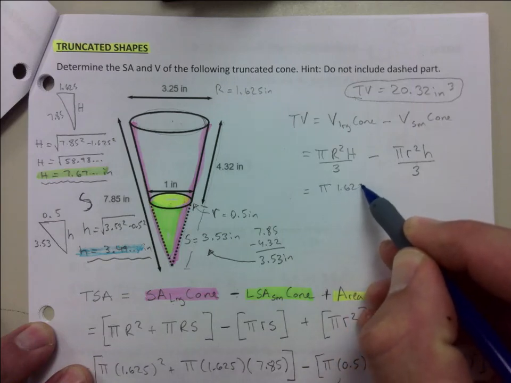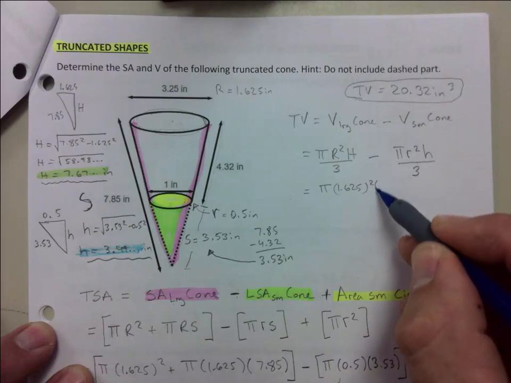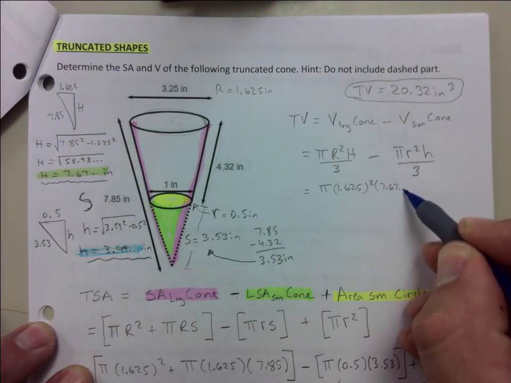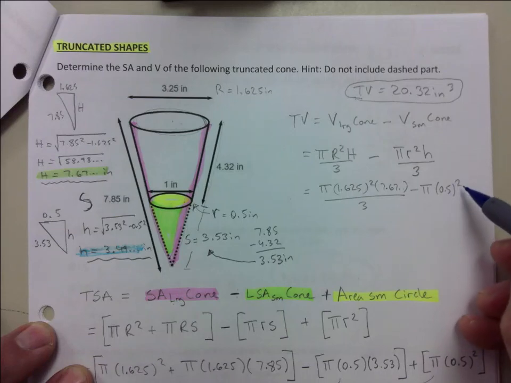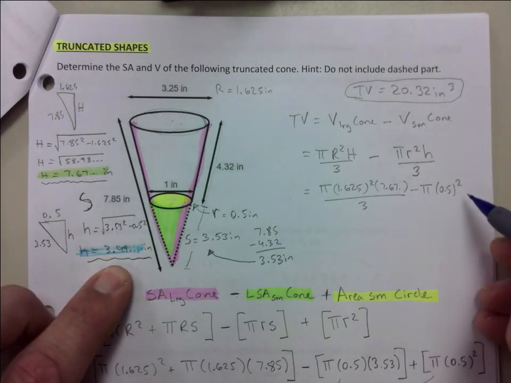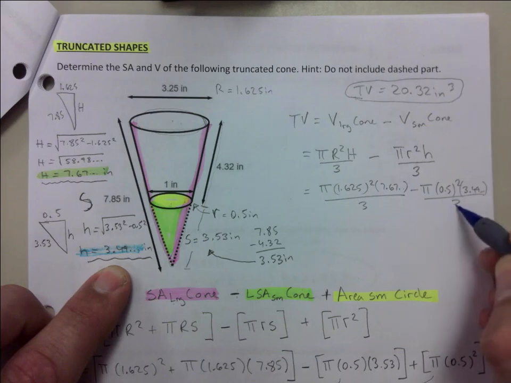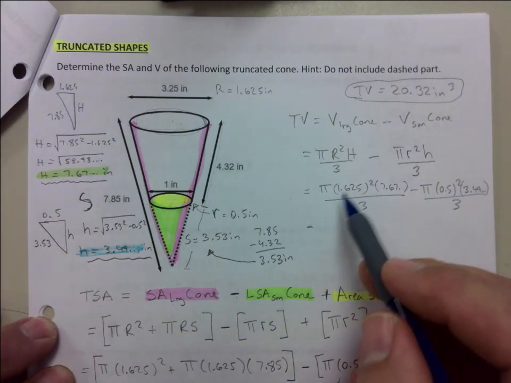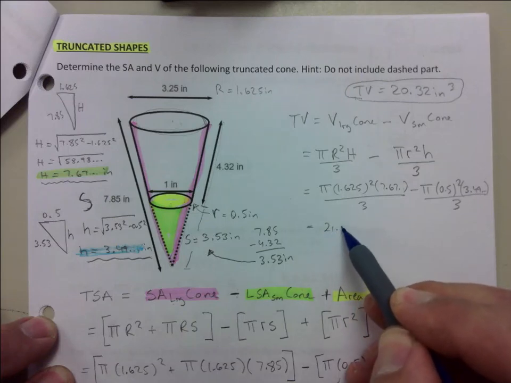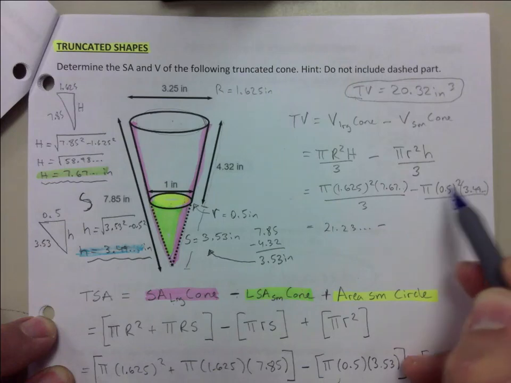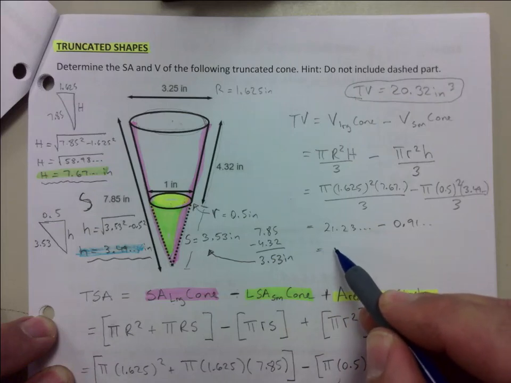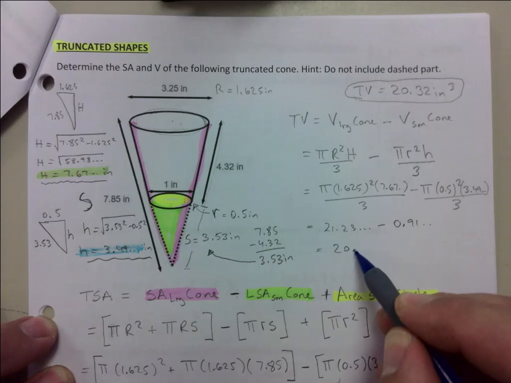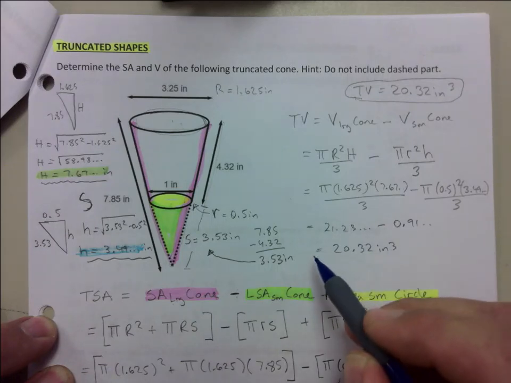Pi 1.625 squared times 7.6 something divided by 3, don't forget that, minus pi 0.5 squared times the height lowercase of the small cone, dot, dot, dot, don't forget that, divided by 3. If you plug this in correctly, you get 21.23 something. If you plug that in correctly, you get 0.91. And your total volume ends up being 20.32 cubic inches.